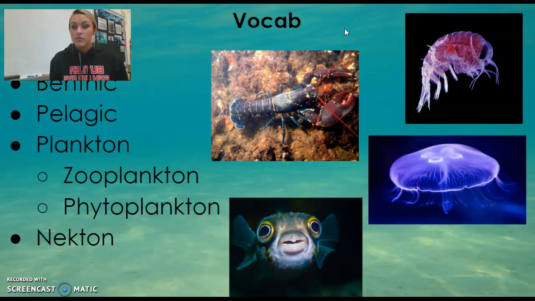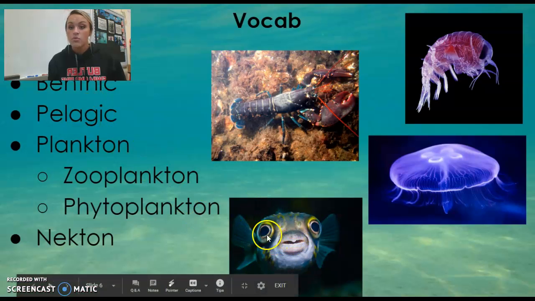And then some remaining vocabulary that you do need to know. I've already gone over benthic and pelagic, just to review. Benthic organisms are organisms that survive on the bottom of the ocean, are bottom dwellers. So this would be things like our lobsters. Our pelagic organisms, like this pufferfish, would be organisms that swim in the water column.